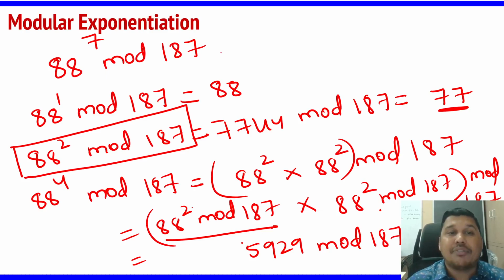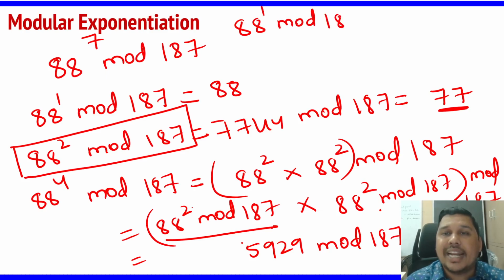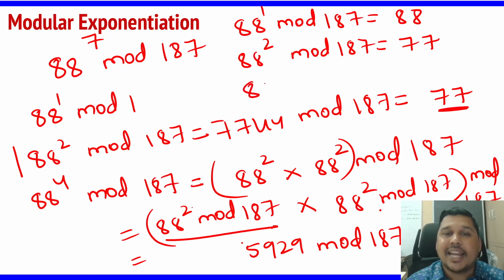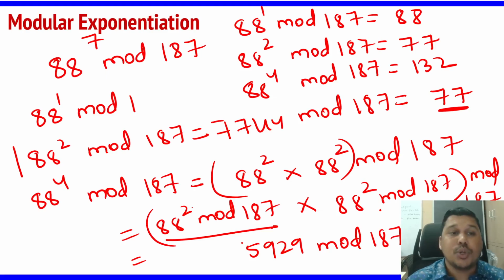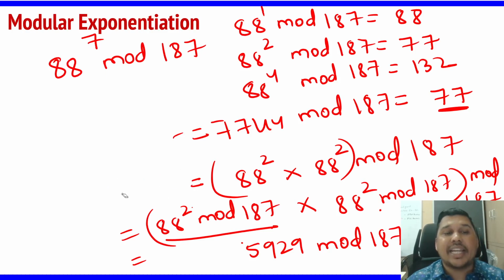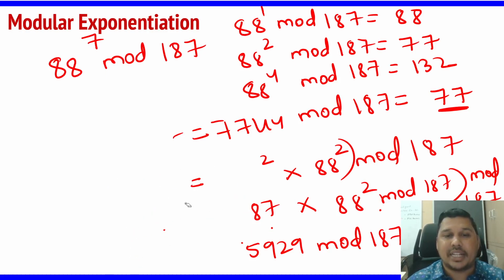Now you have the values: 88 power 1 mod 187 is equal to 88. 88 power 2 mod 187 is equal to 77. And 88 power 4 mod 187 is equal to 132. Now using these three values, we will try to calculate the expression.